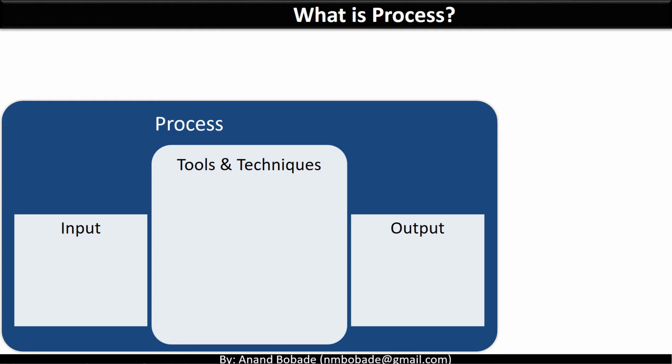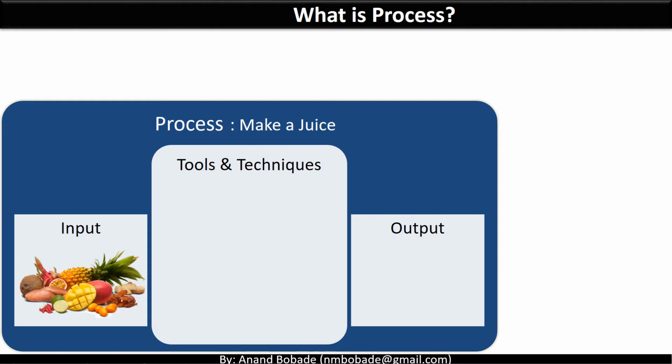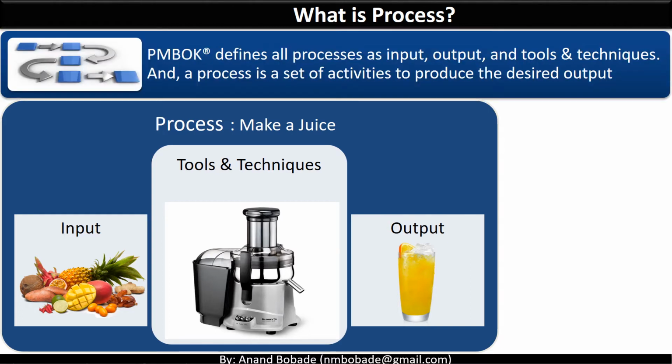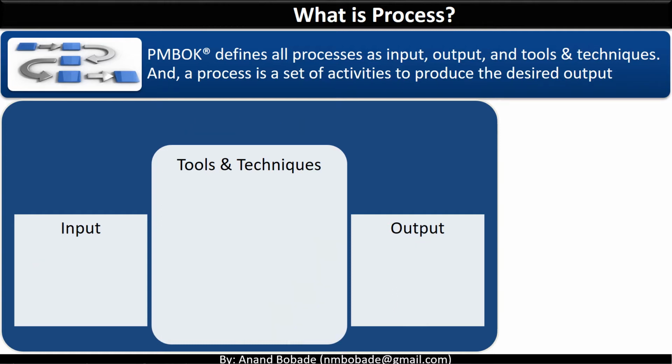Think about a process to make juice. What we do is take fruits as an input, use a juice maker as a tool, and get juice as an output. This process is a set of activities to produce the desired output. Thus, activities in a project take some input, apply some tools and techniques, and create an output.